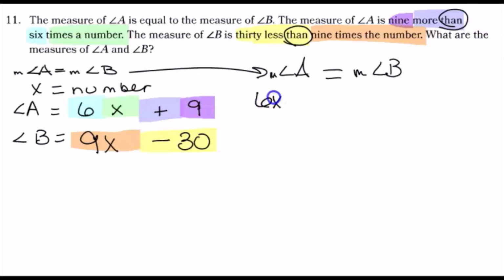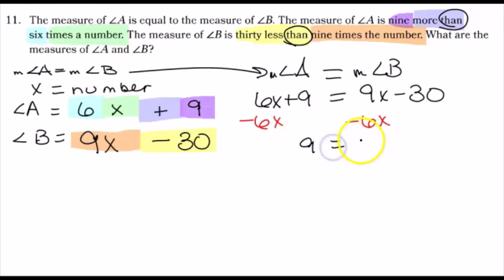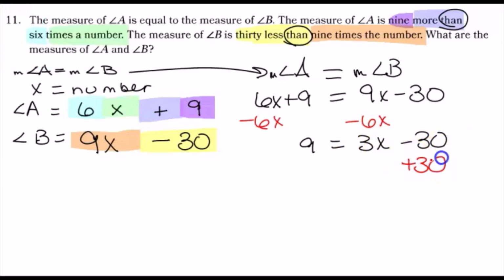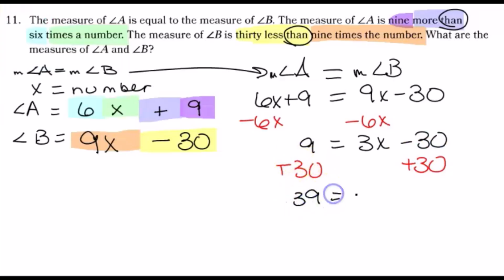So now I can say 6x plus 9 equals 9x minus 30. Then I can subtract the 6x from both sides and get 9 equals 3x minus 30. I want to isolate the variable. I want the letter by itself. So I'm going to add 30 to both sides. And now I get 39 equals 3x. Divide both sides by 3, and I get 13 is equal to x.